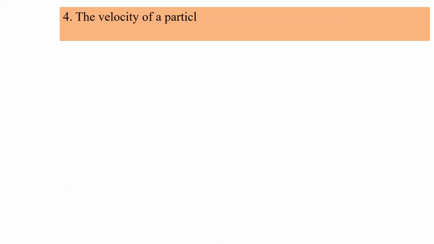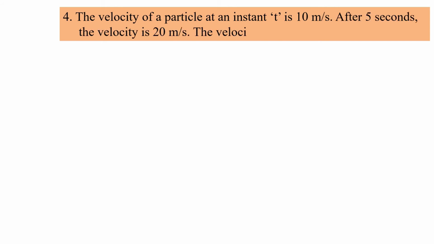The velocity of a particle at an instant t is 10 meters per second. After 5 seconds, the velocity is 20 meters per second. The velocity 3 seconds earlier was. Let us go to the solution.